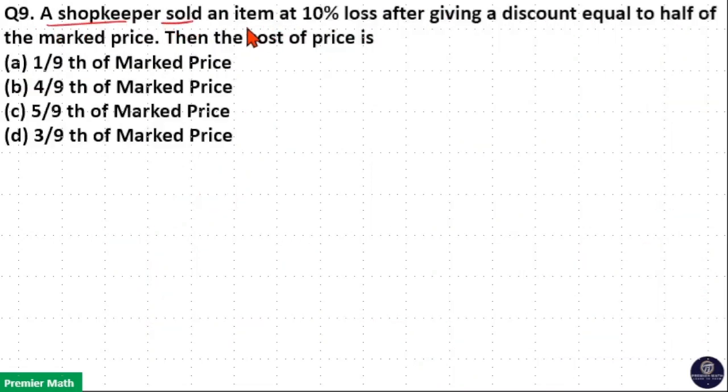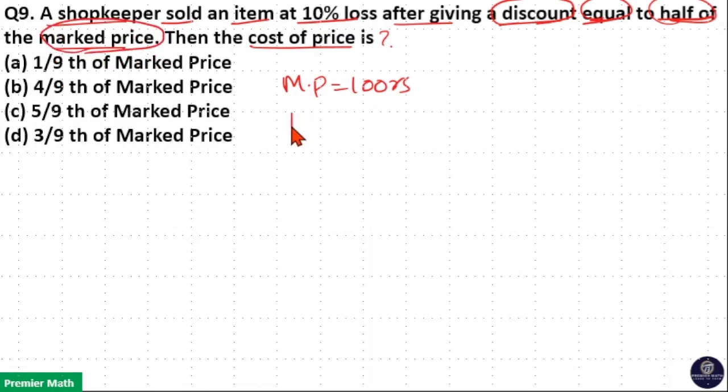A shopkeeper sold an item at 10% loss after giving a discount equal to half of the marked price. Then cost price is, let us consider marked price as 100 rupees. Marked price means price tag. Now, this shopkeeper is giving a discount equal to half of the marked price, half of the price tag, which is 50 rupees. So, 50 rupees off this 100 rupees price-tagged item. That means he is selling this product at 50 rupees.